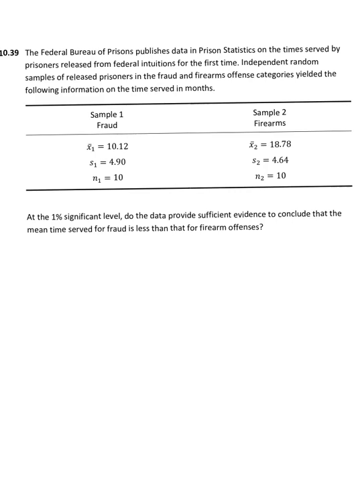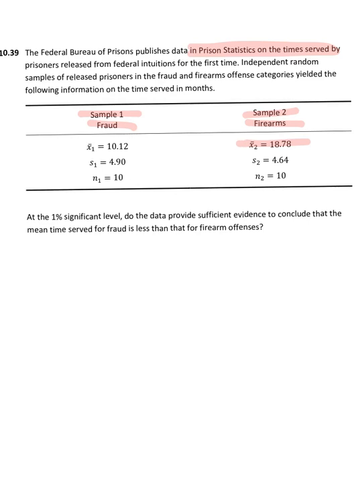It is another example for pooled t-test. It has two groups, two samples. Sample number 1 and sample number 2. The first one is the fraud, firearms. What is this for? The time to serve in prison.